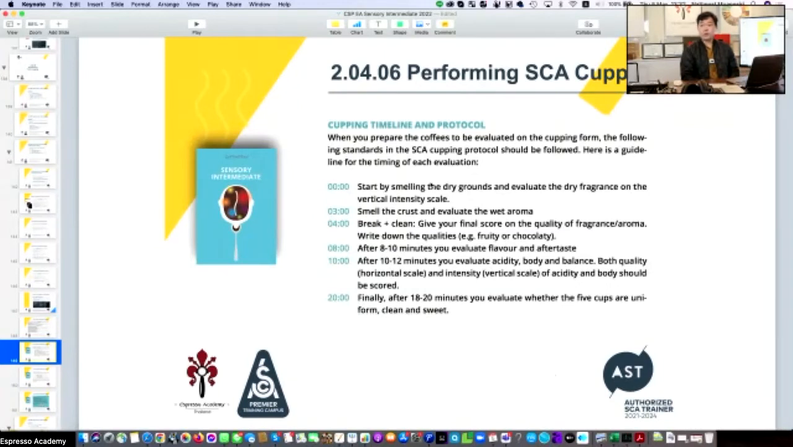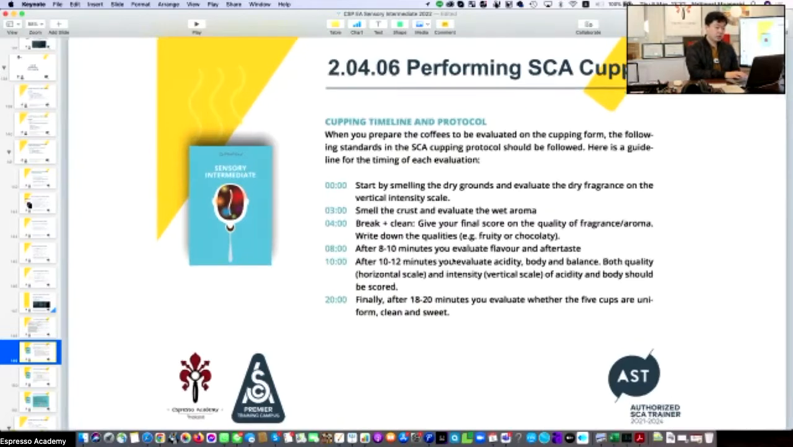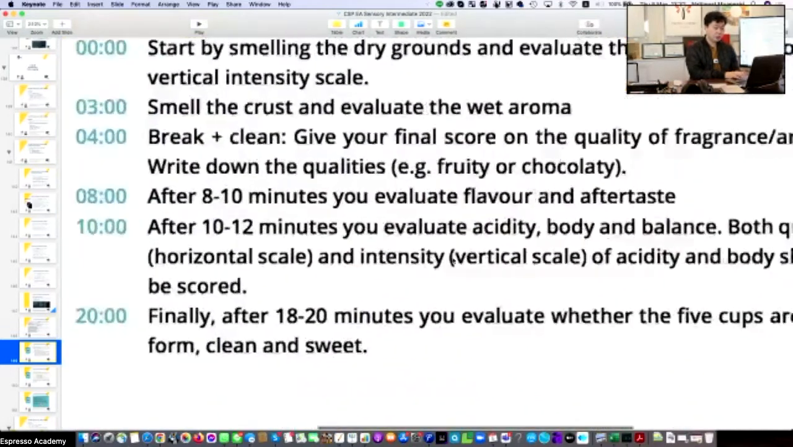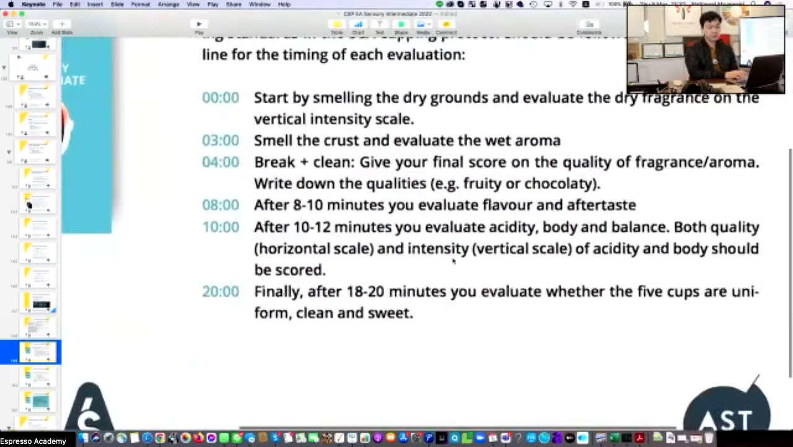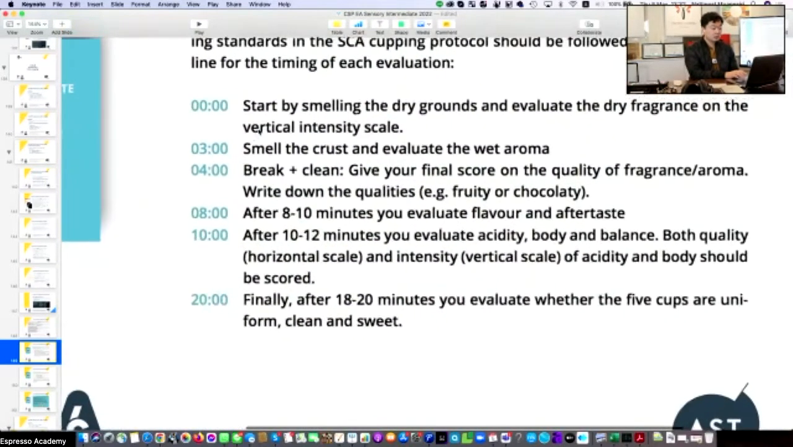Here, when we want to perform a cupping, we will break into sessions, into intervals. Like when we're drinking wine, we see, smell, slurp, wait, let it breathe, slurp again. That's the kind of way that we will be doing. For this, I borrowed from Coffee Mind. They write it down similar to SCA anyway.